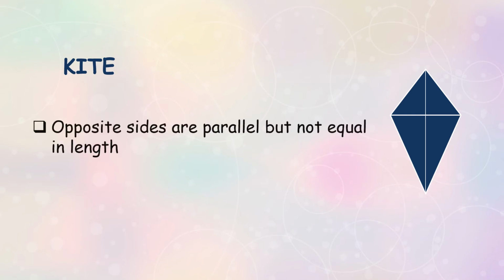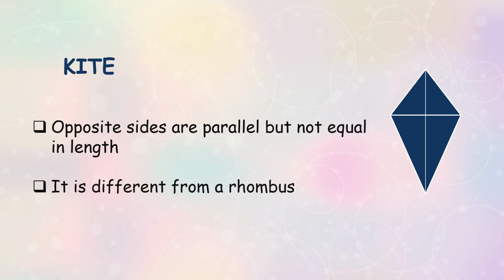I think you're already familiar with this shape. You also know its name. Yes, it is a kite. Look carefully, how is it different from a rhombus? It has opposite sides which are parallel but not equal in length. And it is different from a rhombus because the lower side's length is greater than the length of upper sides.